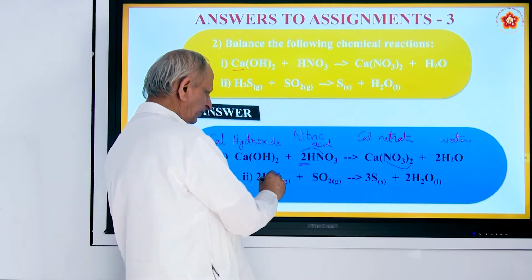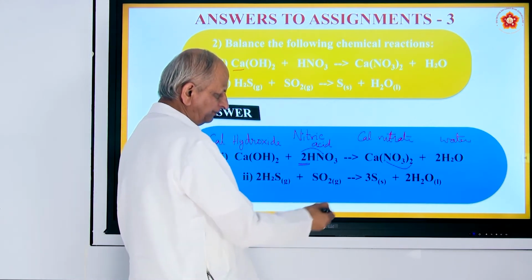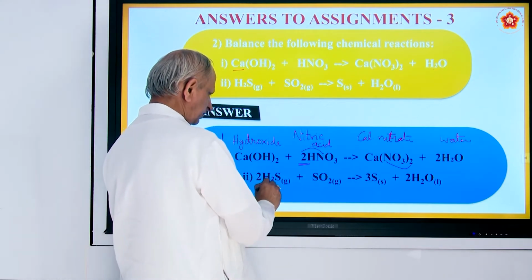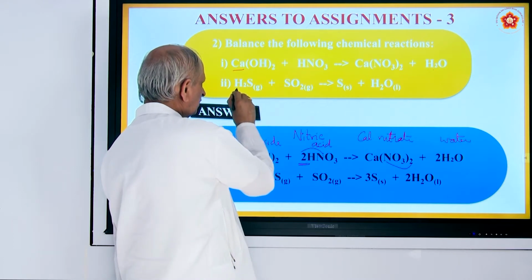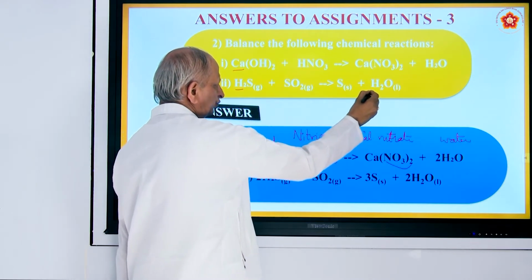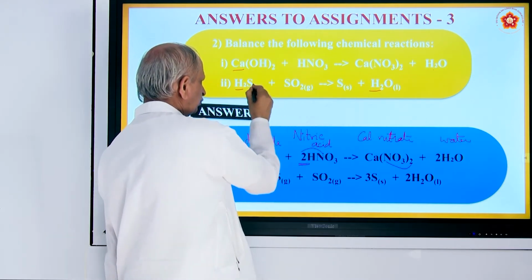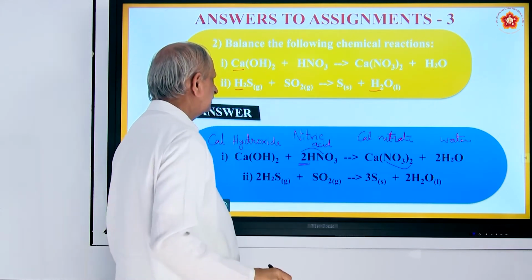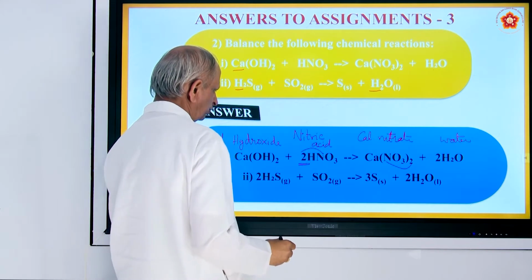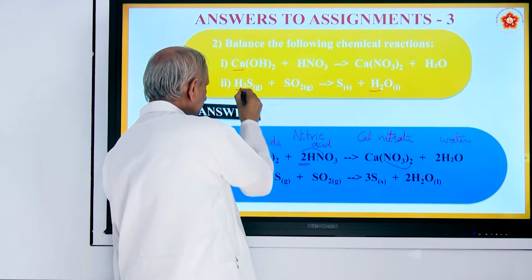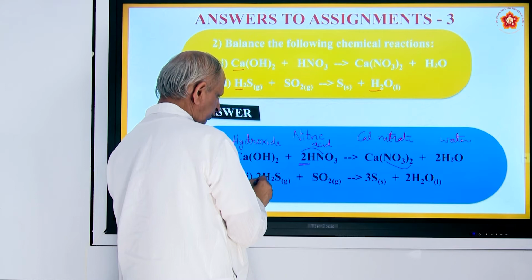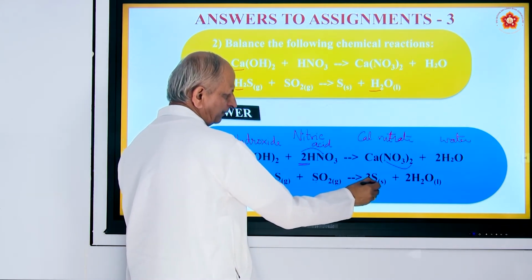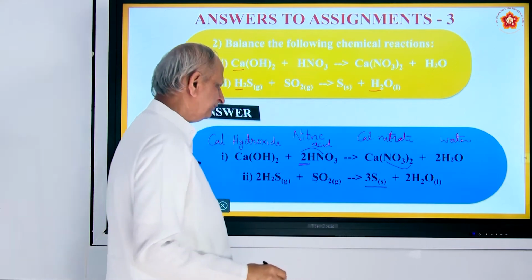Similarly, hydrogen sulfide plus sulfur dioxide. Here, if you balance it, see there is H2 here, H2 here. S is 1 plus 1, 2 here. Here there is only 1. Is it not? So, what you must do? This you multiply by 2. You get 2S plus 1S, 3S. So, to balance it, you have to write 3S here.